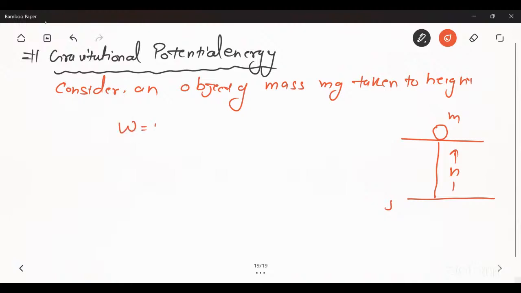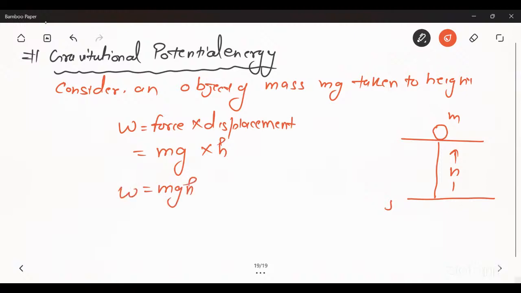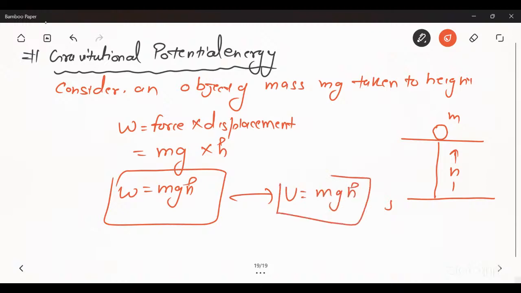So work done is force into displacement. What is the force acting on the body, which is equal to its weight mg, and the displacement is h. So mgh will be the work done, will be the potential energy. That work done is stored as potential energy in the body. So U is equal to mgh, and at the surface of earth h is equal to 0, so potential energy becomes 0.